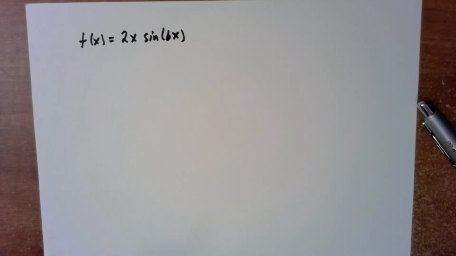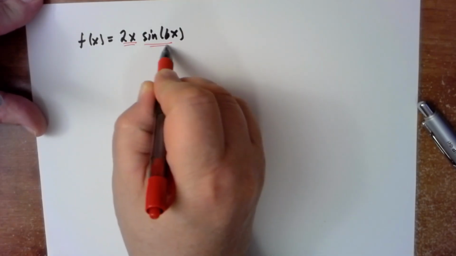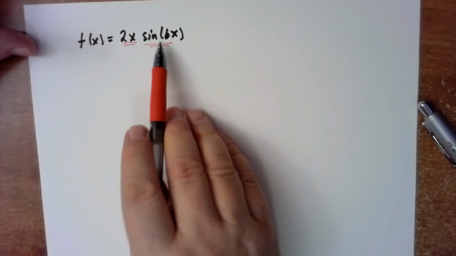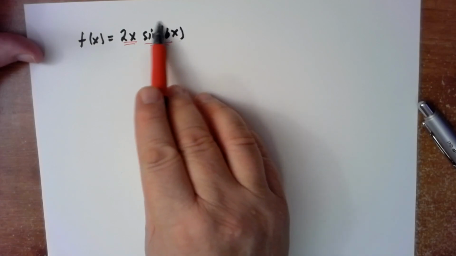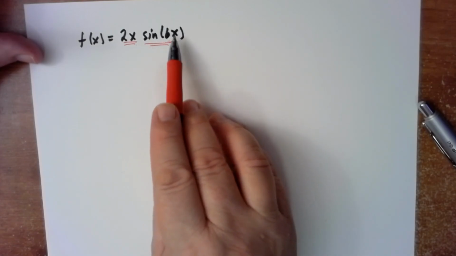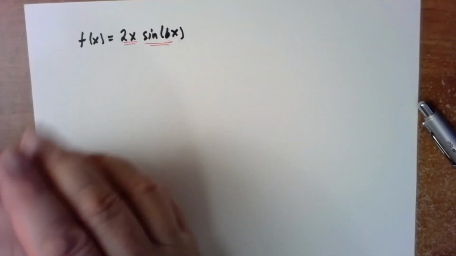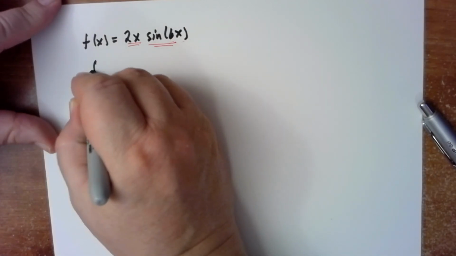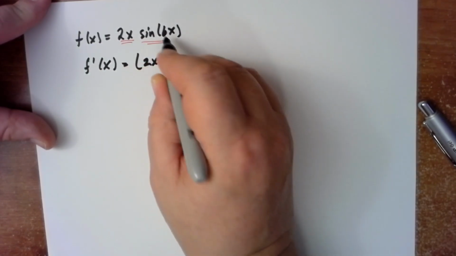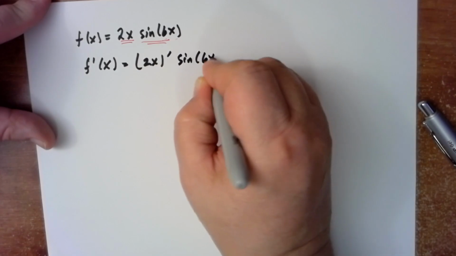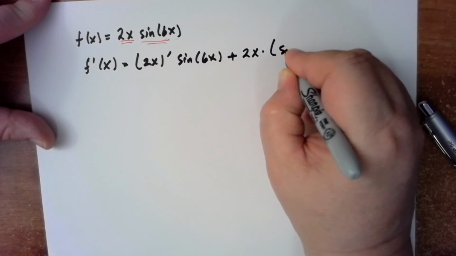All right, so here's another function. And again, the big picture is that we're looking at a product of two functions, right? 2x times sine of 6x, and then the sine of 6x is our function composition, right? Because the 6x is the inside function, the sine is the outside function. So when we go to differentiate this, right, take the derivative of your first function times your second plus the first function times the derivative of the second.